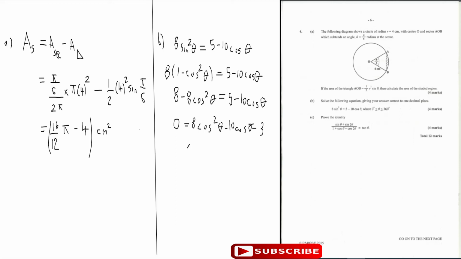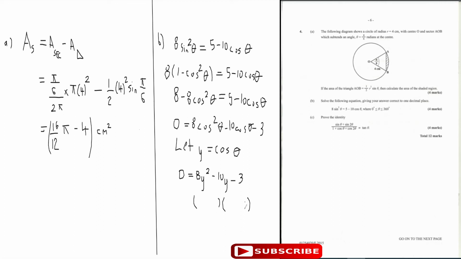Think of cos theta as y. So let y equal cos theta. Because if we substitute y as cos theta, then what we're really solving is 8y squared minus 10y minus 3 equals 0. So now all of this reduces down to just a quadratic equation. Solving the quadratic equation is easy. We can just factorize it now.